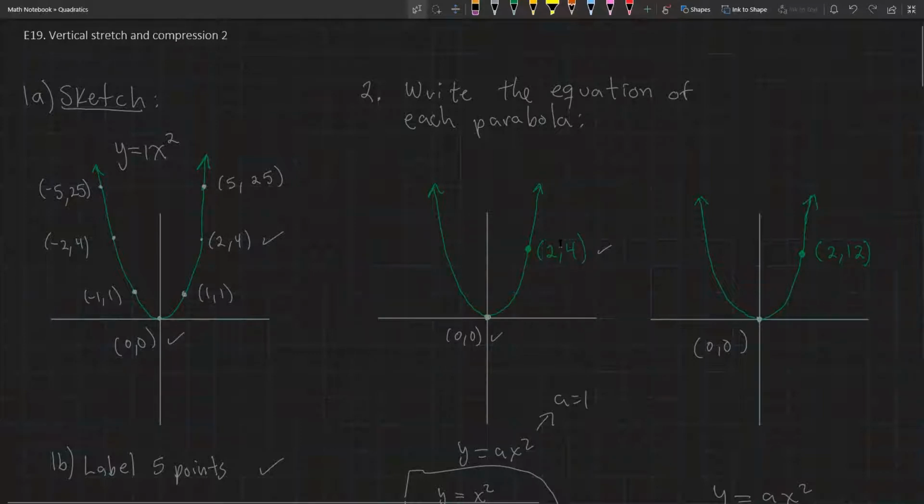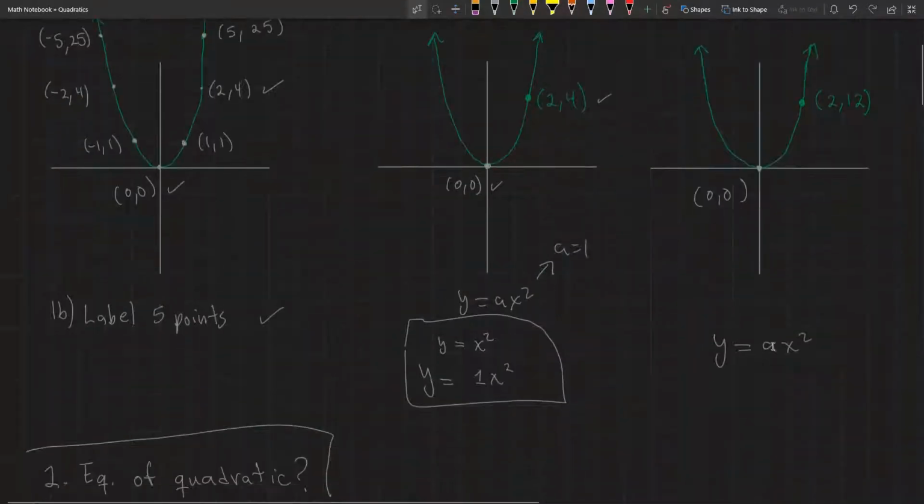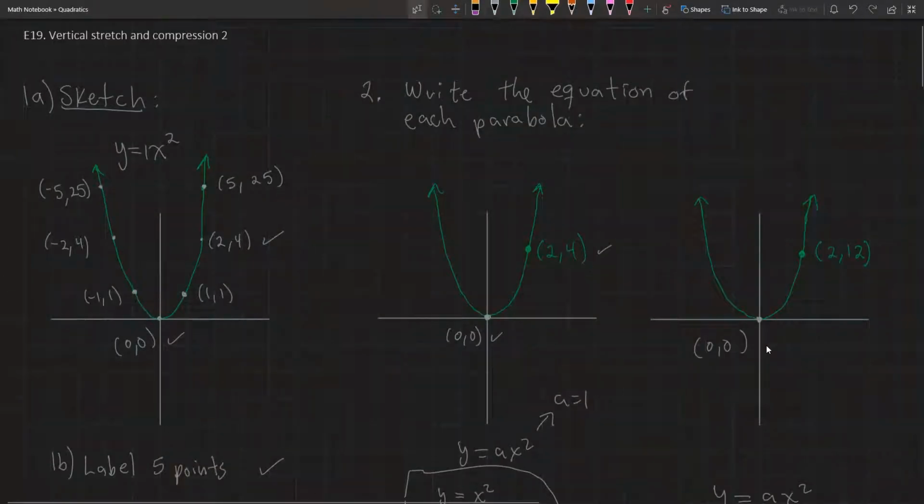But what about the y value? This is a y value of 4. This is a y value of 12. Something more has been going on then. This a's got to be more involved in this case. So let's get that into the equation.